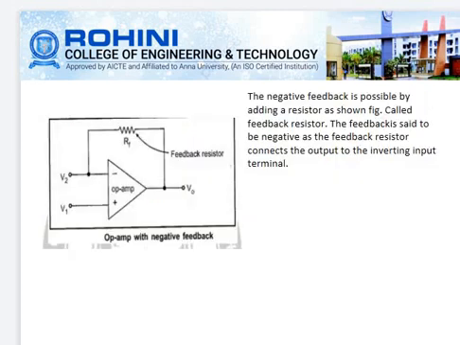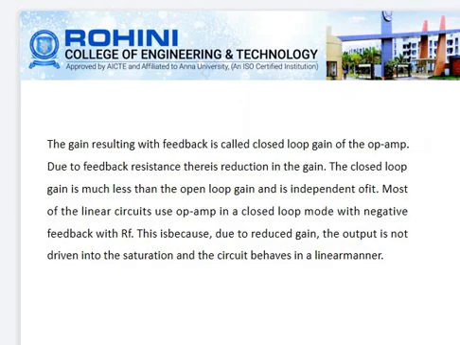The negative feedback is possible by adding a resistor, as in this figure, called the feedback resistor. The feedback is said to be negative as the feedback resistor connects the output to the inverting input terminal. The gain resulting with feedback is called the closed loop gain of the operational amplifier. Due to the feedback resistance, there is a reduction in gain. The closed loop gain is much less than the open loop gain and is independent of it.